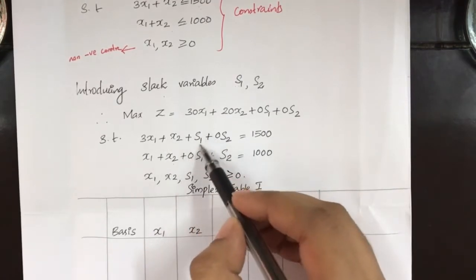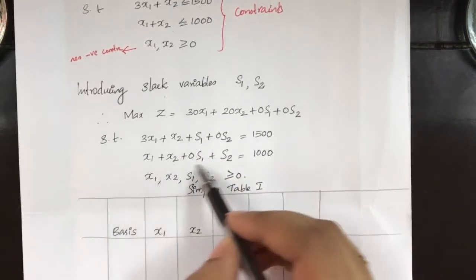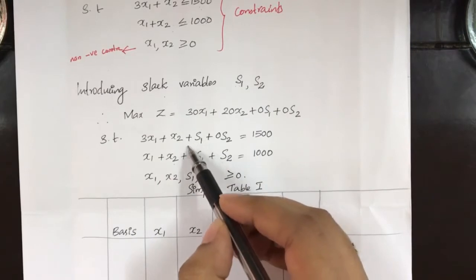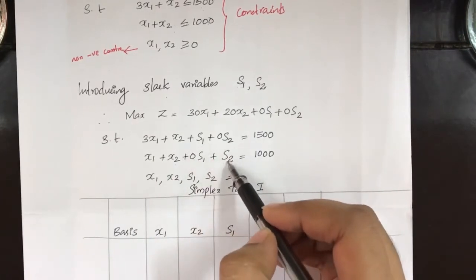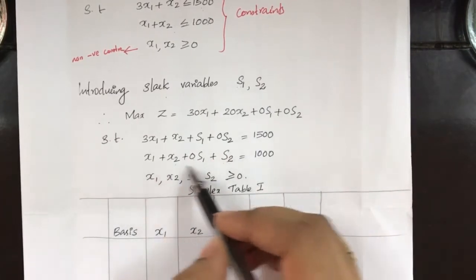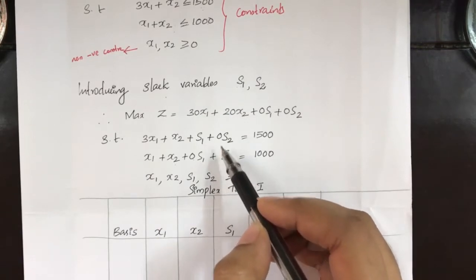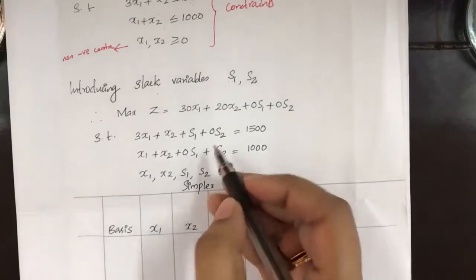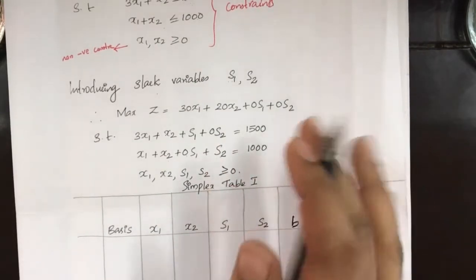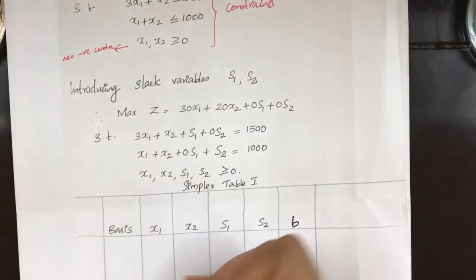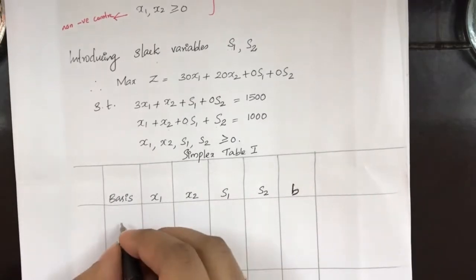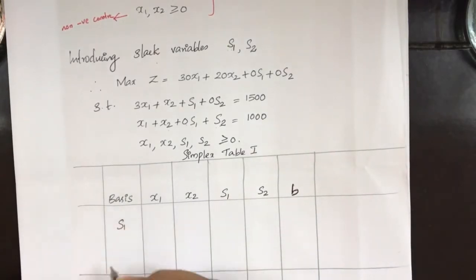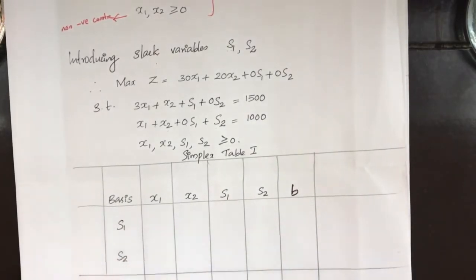Look at here, 1, 0. In this row, the S1 coefficient is 1. In the second row, the S1 coefficient is 0. Similarly, look at the coefficients of S2. In the second row, the coefficient of S2 is 1. Other rows have the coefficient 0. So, in the first table, always the slack variables will be the basis variables. So, I am writing the basis variables as S1, S2.